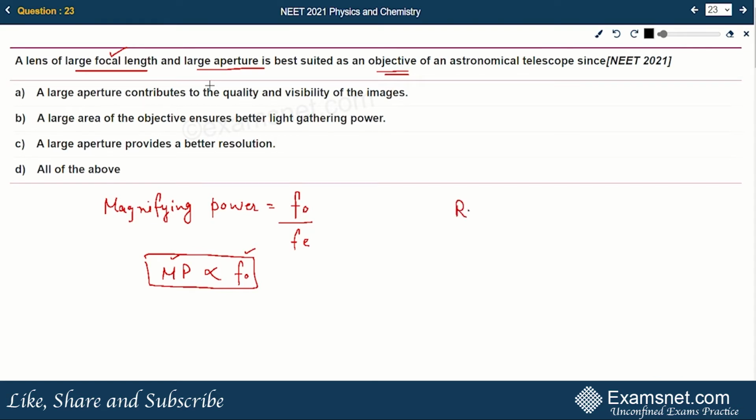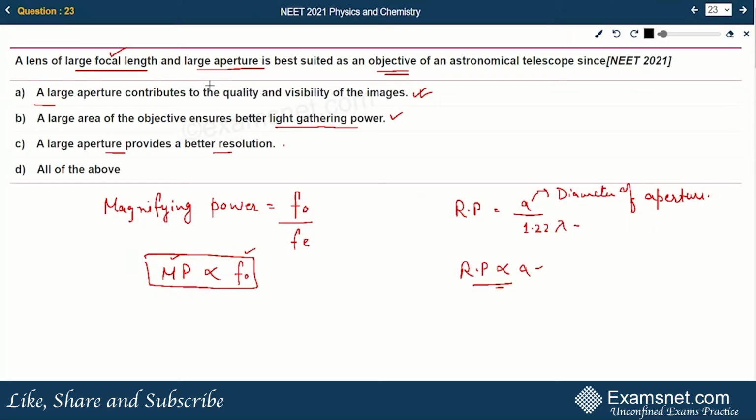Similarly, the resolution power of the telescope is given as A by 1.22 lambda, where lambda is the wavelength of the light and A is the diameter of the aperture. So the resolution power is proportional to the diameter of aperture. So the larger the aperture, the more is the resolution power, right? Now come to the options. First one is a large aperture contributes to the quality and visibility of the images. So that is true. It ensures better light gathering power. Due to this, it contributes to the better quality of visibility of images, right? And option C is a large aperture provides a better resolution. That is also true. So all of these statements are true. That means option D will be your correct answer here.